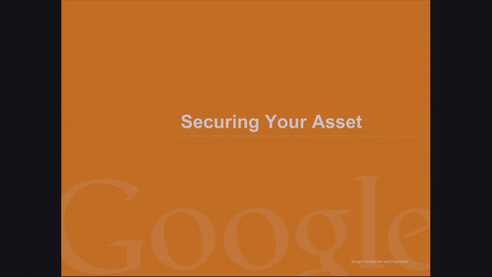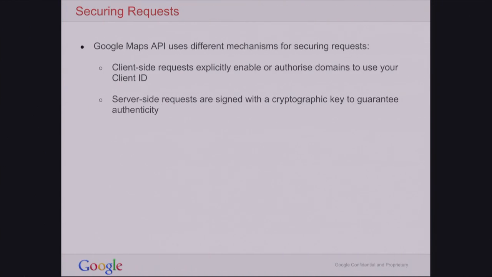Now, let's take a look at how we can secure requests that are sent with the client ID. The APIs in the Maps API family can be broadly categorized into two groups, client-side and server-side, and we have a different mechanism to secure each of these. For client-side, we require you to enable or authorize domains from which the requests will originate to be mapped against your client ID. Whereas for server-side requests like geocoding, directions, distance, web service APIs, we use the concept of a signature to be sent together with your requests.